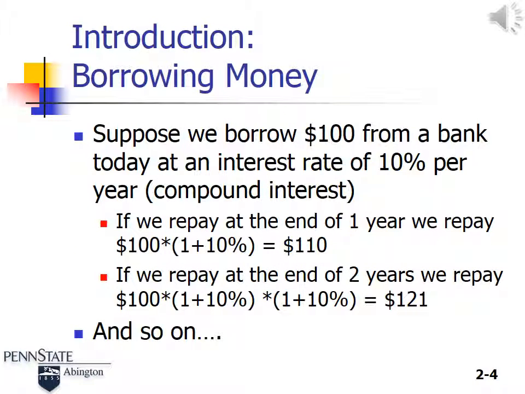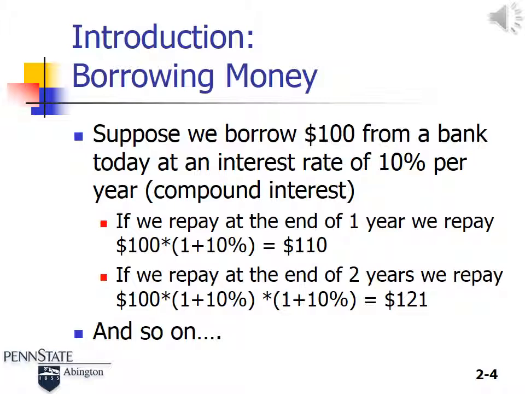So let's start by discussing a concept of borrowing money. Most of us have at some point borrowed money from someone or lent money to someone. So let's suppose there is a situation where we borrow $100 from a bank, and the bank says it's going to charge an interest rate of 10% per year, and it's going to use compound interest to calculate how much interest you owe them. Now, suppose we repay the whole $100 that we borrowed at the end of 1 year. Then we know that at the end of 1 year, we need to give the bank 100 times 1 plus 10%, which is 100 times 1.1, or $110.